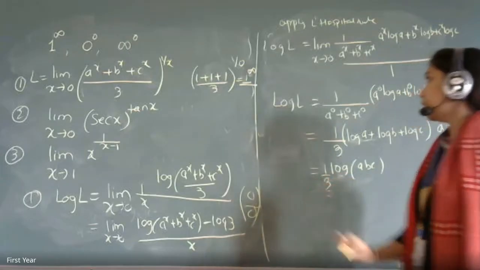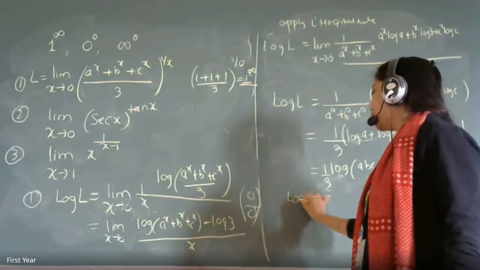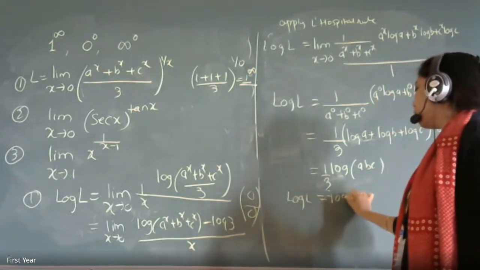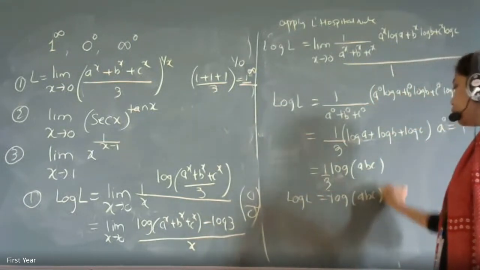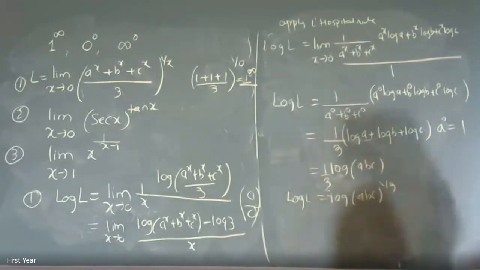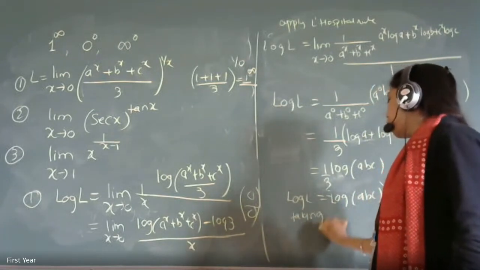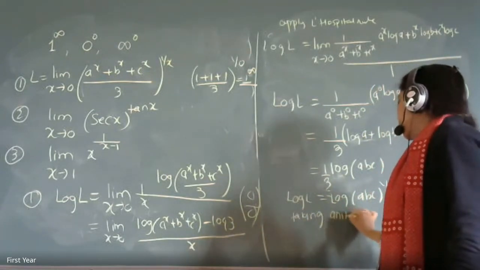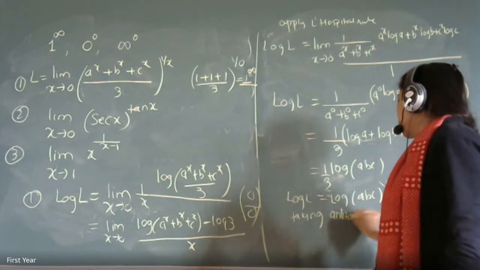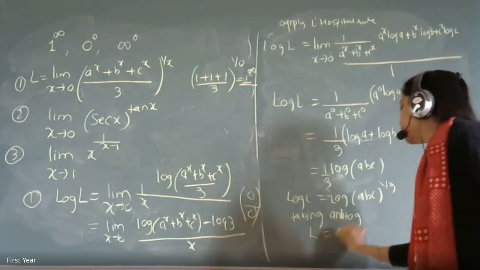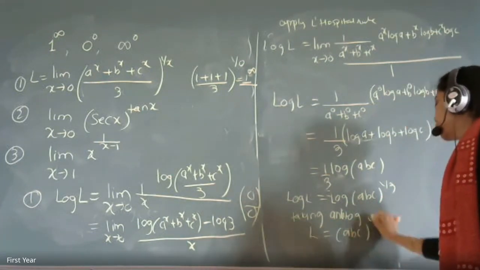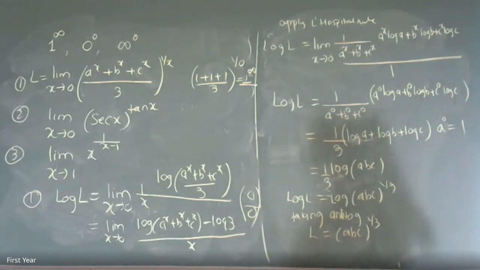Upon 3, so take this in the power. Log n is equal to log of ABC raised to 1 by 3. This I can write in the power of x. Taking anti-log on both sides, we get n is equal to ABC raised to 1 by 3.